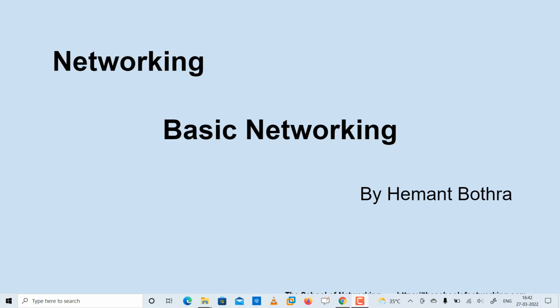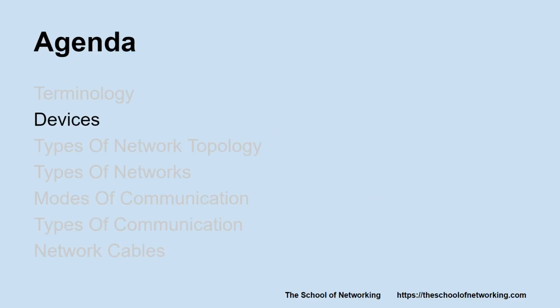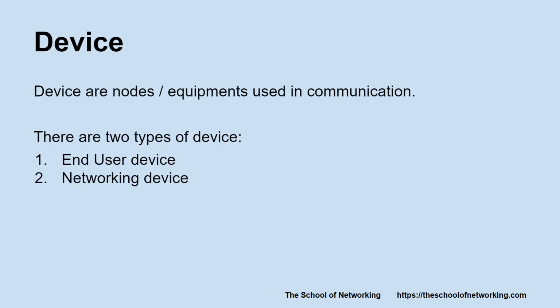Networking session on basics of networking. Today we are going to see devices. So when we say devices, what is a device? Devices are nodes or equipment that are used in communication. Generally there are two types of devices: end user device and networking device.